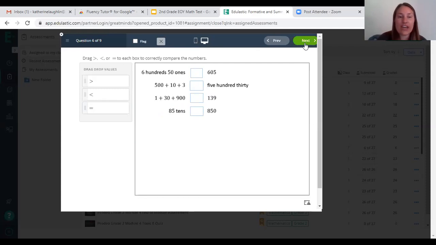This one says drag the greater than or less than or equal symbols to each box to correctly compare the numbers. So you're going to use greater than, less than, or equal to compare the numbers. And again, you can use the same symbol more than once if you think that's where it goes.